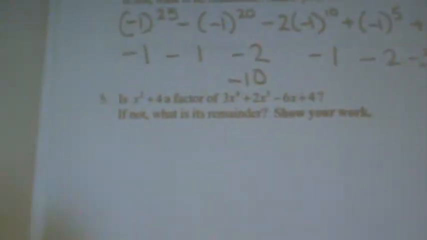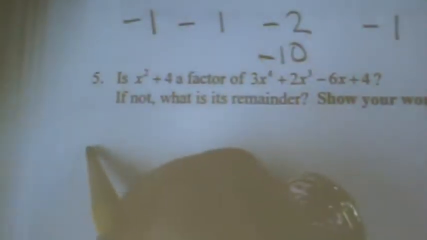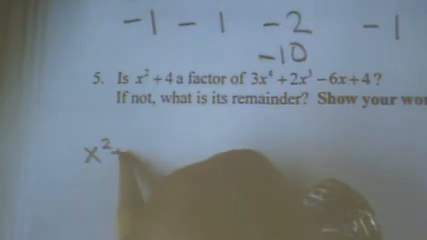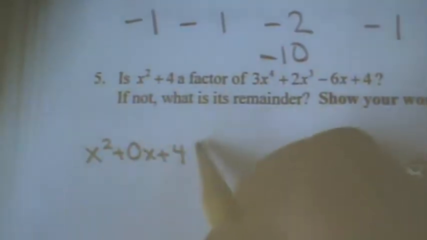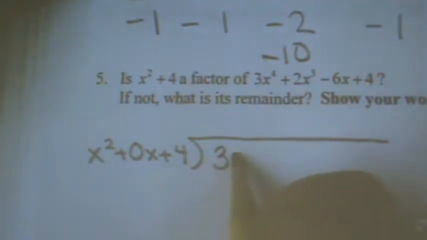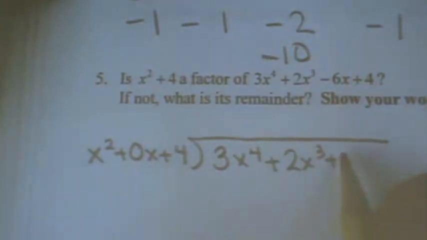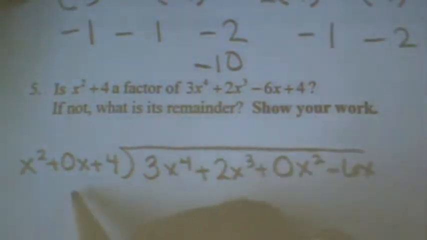Number 5. How do you do long division? Could I have done synthetic? No. Why not? Because the degree of this is a 2. So we have to do long division for this problem. Now, why am I putting a 0x squared right here as a placeholder? Why did I put a 0x here as a placeholder?